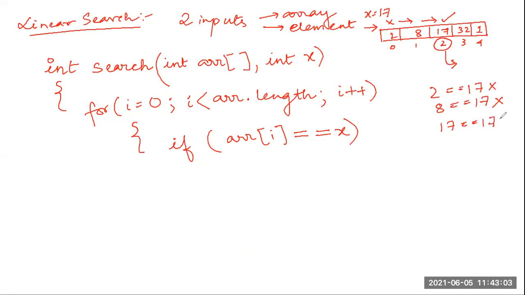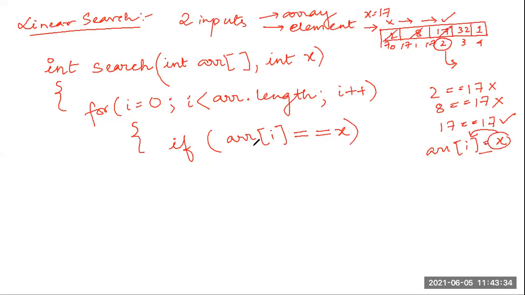17 is equal to 17. Yes. So this is an equality operator. It is not similar to the assignment operator. If I had used that, whenever I have a location, it would save this value in that location. So this will be changed to 17, this will be changed to 17, this will be changed to 17. So this is the assignment operator and this is the equal to operator.